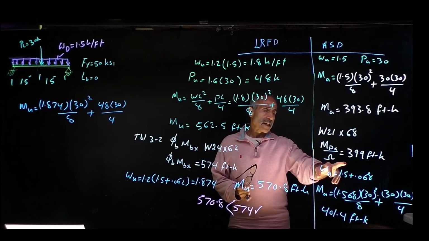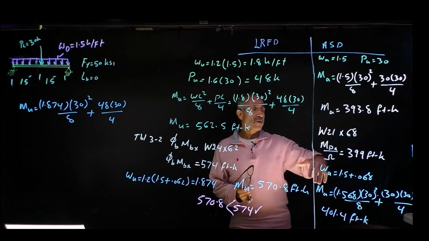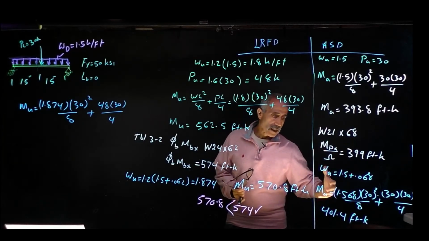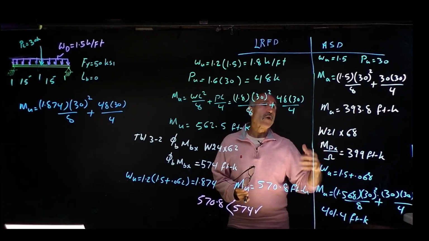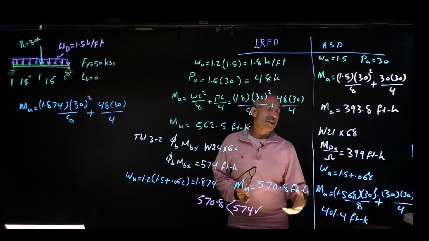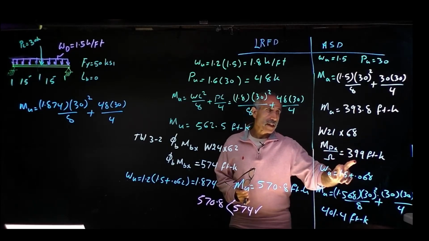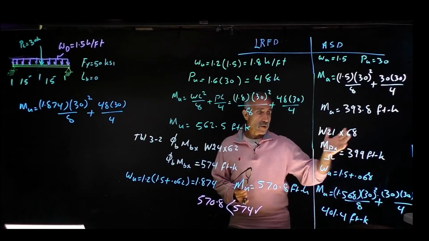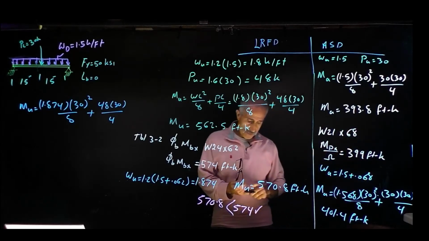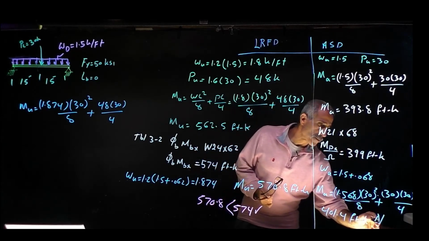Now you look at it and you notice that when we picked the beam size, we picked 399, and when we add the beam weight to it, our bending moment due to applied load, including the beam weight, came out bigger than the allowable capacity of the beam, which was 399. So we say, okay, that's no good. Let's pick it up one more time. So we're going to say this is no good.